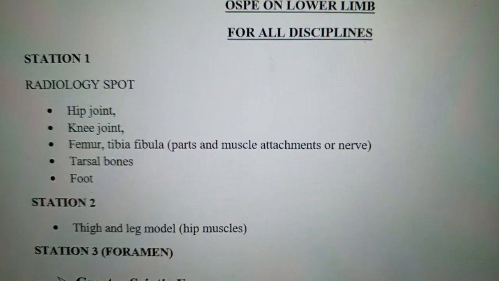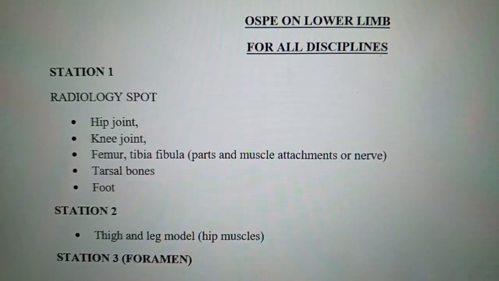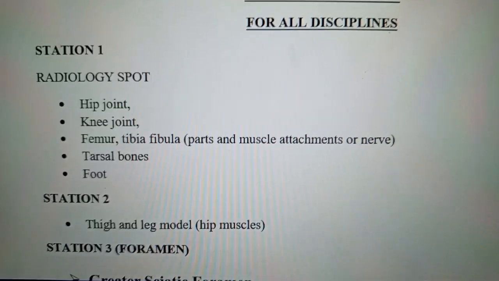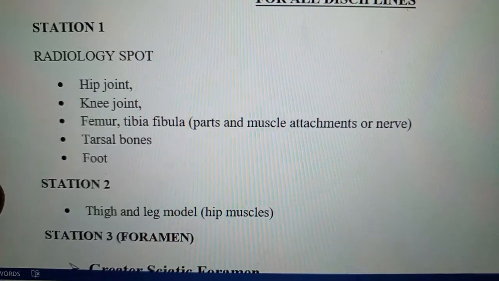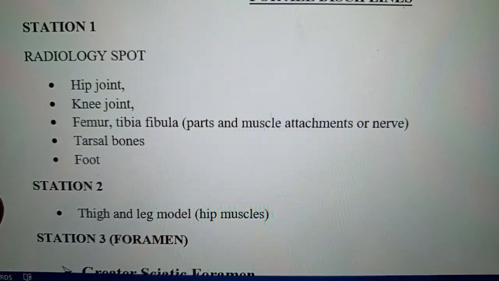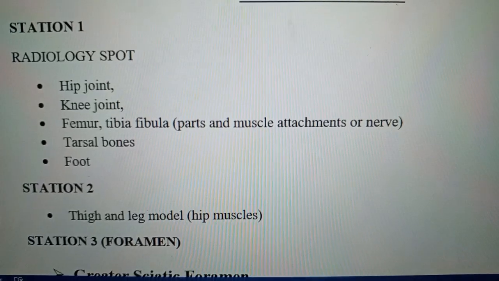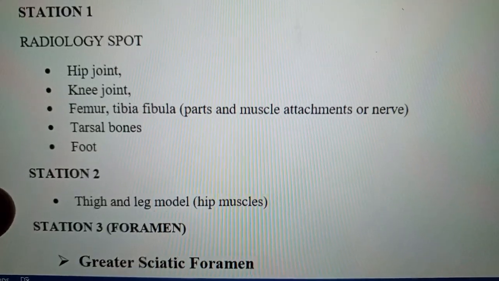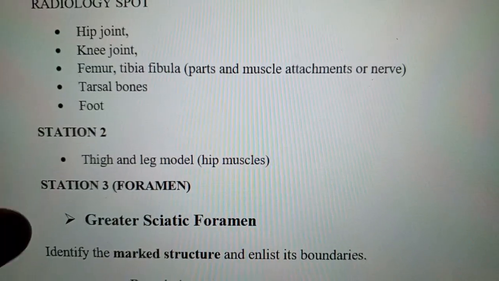Tarsal bones can be marked, for which you can see my radiology spot video regarding how to pass your radiology spot, in which on the tarsal bones: the cuboid, trapezium, metatarsals, phalanges, cuneiforms, calcaneum, talus, and the radiology of the foot is also present over there.